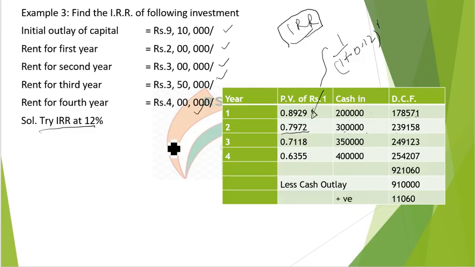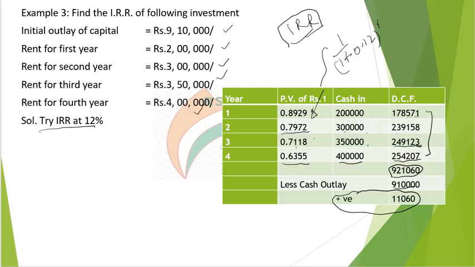Third year present value factor is 0.7118. 3,50,000 is the cash in. So you multiply present value factor with the cash in, it is 2,49,123. Similarly, fourth year present value factor is 0.6355. 4 lakh is the cash in. Discount cash flow is 2,54,207. You add all these three, it is 9,21,060. And less initial outlay 9,10,000. So the net present value is 1106, which is positive.